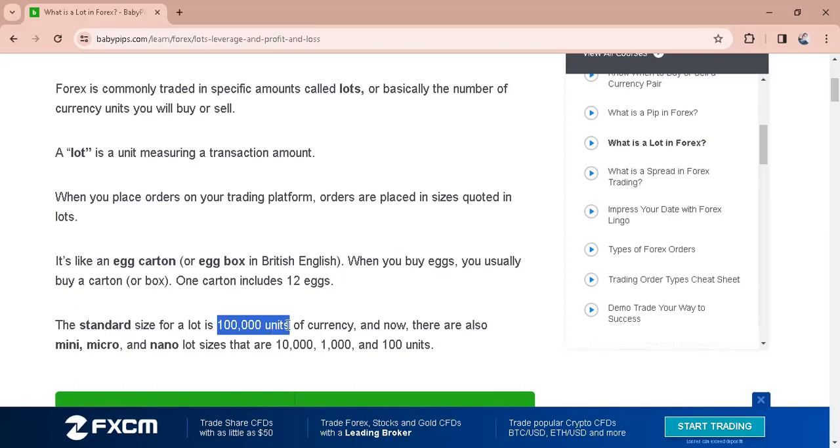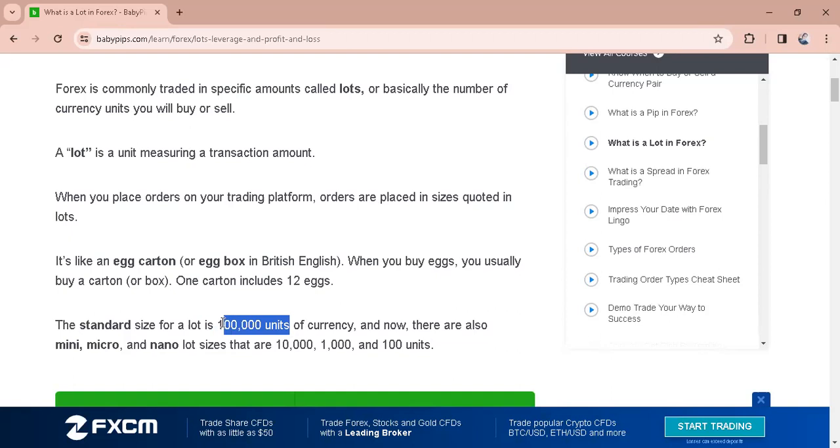So the standard size for a lot is 100,000 units of currency. Now, there are also mini, micro, and nano lot sizes. In the currency format, those lot sizes you are selecting or inputting are always represented in units. But you cannot start doing the conversion of units and all of those.